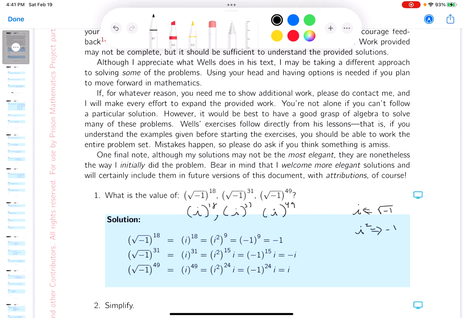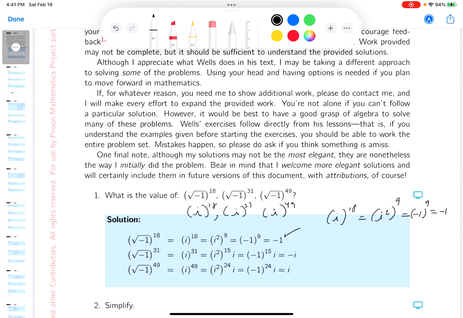Now, the way I'm going to do the problem is I'm going to rewrite it, each problem separately, so I see something. And I'm looking for an i, and I'm looking for an i squared. So let me write down i to the 18 first of all. And I see an i squared to the 9th power. What's i squared? Minus 1. What's minus 1 to the 9th power? Minus 1. That's right here.